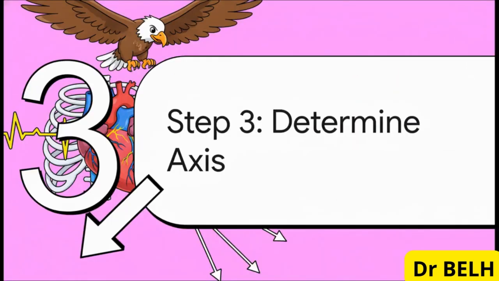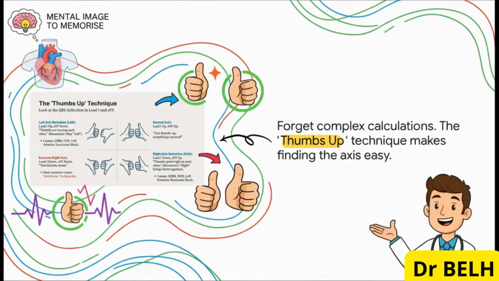All right, next up, we need to figure out the heart's electrical orientation. So for step 3, we're finding the axis. This basically gives us a bird's-eye view of which way the electricity is flowing overall. And please, forget all those complex calculations you might have seen. The thumbs-up technique is pretty much foolproof. Seriously, you just look at the main spike, the QRS in lead I and lead AVF.